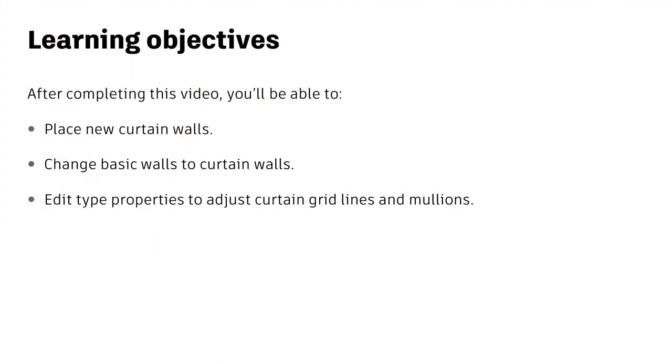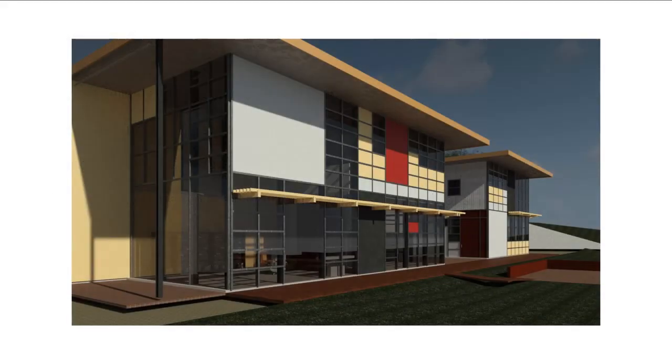In this video, you will see how to model a new curtain wall, how to swap existing basic walls for curtain walls, and we'll see how to edit the type properties of a curtain wall to control the position of grid lines and mullions. A curtain wall is a type of wall that encloses the exterior of the building but does not carry any structural load.